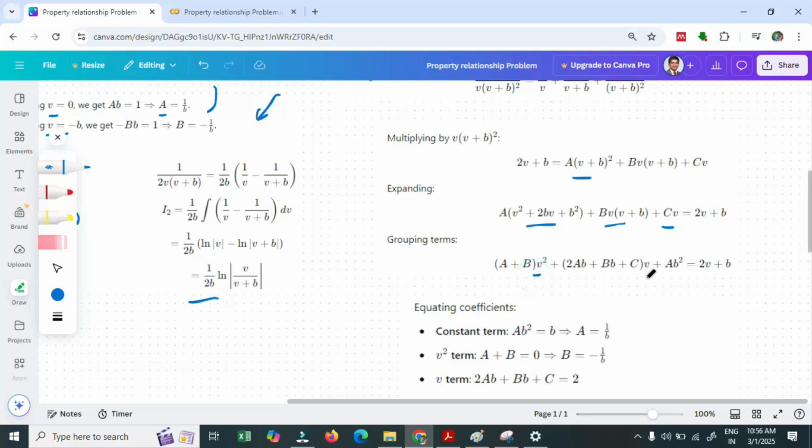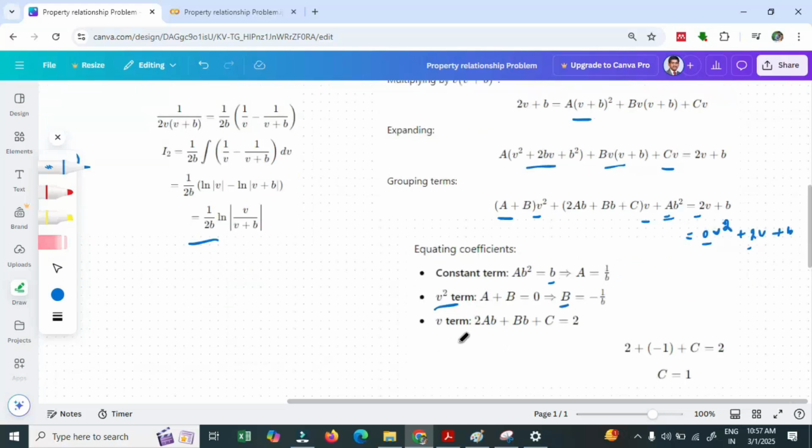First, let me compare the constant term: ab square equal to b. Therefore, my a will be 1 by b. And I'll be comparing the v square term so that I can find b equal to minus 1 by b, and the v term, this term I'm comparing here. After comparing that, I can determine what is the c also. c equal to 1. Once I determine a, b, and c, I'll go back to the top and substitute the a value, b value, c value. That's what I did here. So I substitute a value 1 divided by b, b value is minus 1 divided by b, that's what I have, minus b here, and c value is 1. So I have this term.